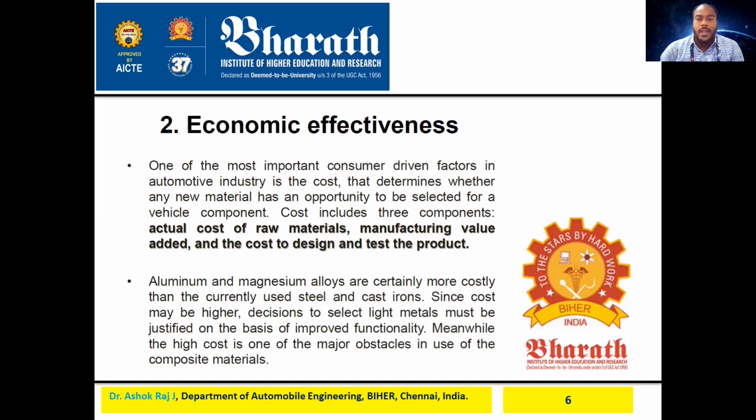Okay, and cost includes three components, as everybody knows. One is the actual cost of the raw material, then the manufacturing value added cost, and the cost of design and test of the product. I will explain one by one. For example, you are going to manufacture 1,000 cars in your factory per month or for 3 months. Generally you will buy the bulk of material, maybe from other countries or other states. So transport cost is the main thing.